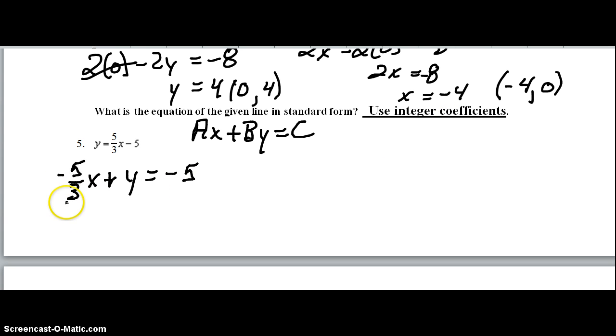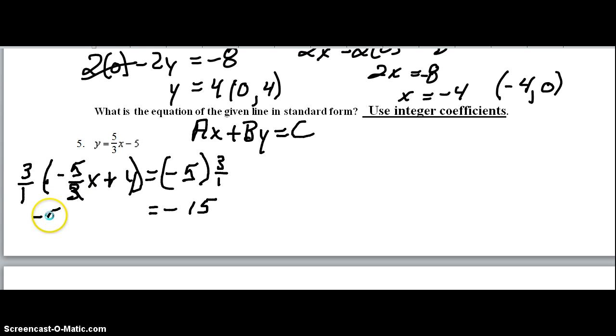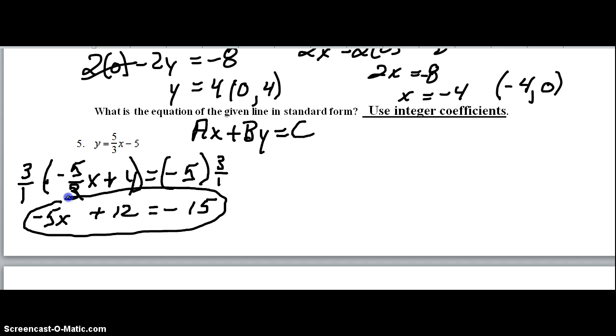So what number can I multiply here to get rid of this fraction? I can multiply it by the denominator, 3, and I'm going to multiply that by everything, 3 over 1, or 3. This is going to be negative 15 over here. The 3 and this 3 are going to cancel out. So I'm going to have negative 5x. And 3 times 4 is going to be 12. And that is our equation that is in standard form.